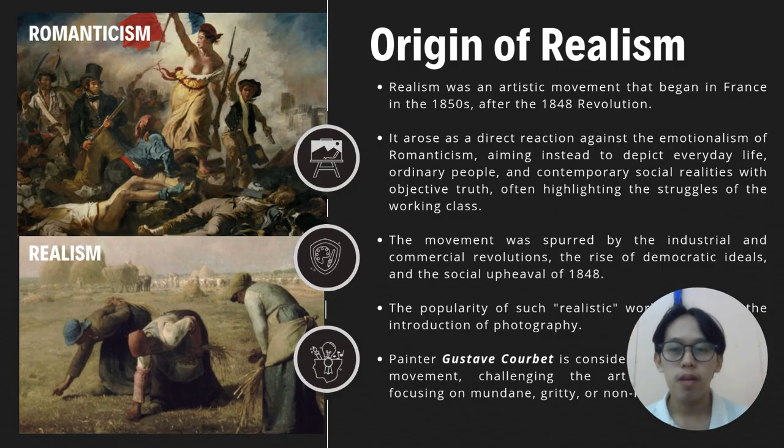Origin of Realism. Realism was an artistic movement that began in France in the 1850s, after the 1848 Revolution. It arose as a direct reaction against the emotionalism of Romanticism, aiming instead to depict everyday life, ordinary people, and contemporary social realities with objective truth, often highlighting the struggles of the working class.